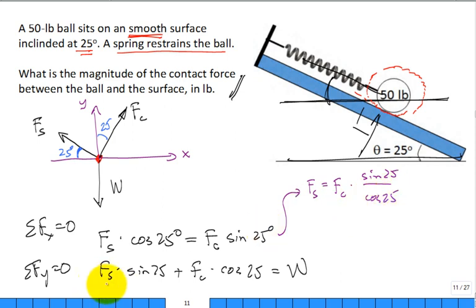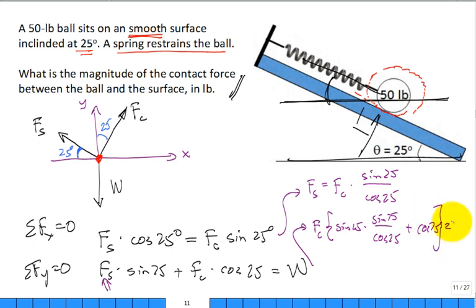I then can take that and substitute it, so I modify the last equation, the sum of the forces in the y equation, such that you substitute this right here for Fs, and you pick up Fc times the sine of 25 times the sine 25 divided by the cosine 25 plus the cosine 25, all of that equal to W. And so Fc is equal to W divided by the sine of 25 times the tangent 25 plus the cos of 25.